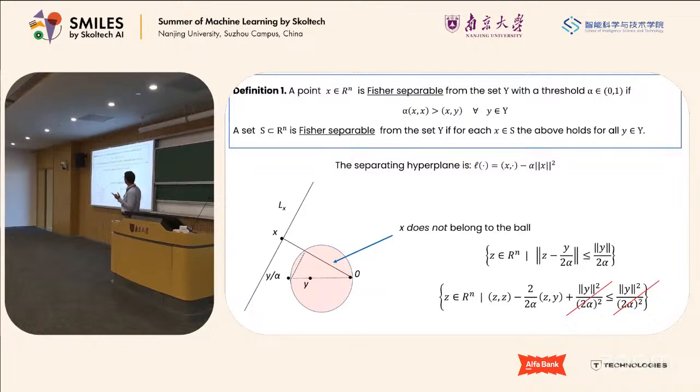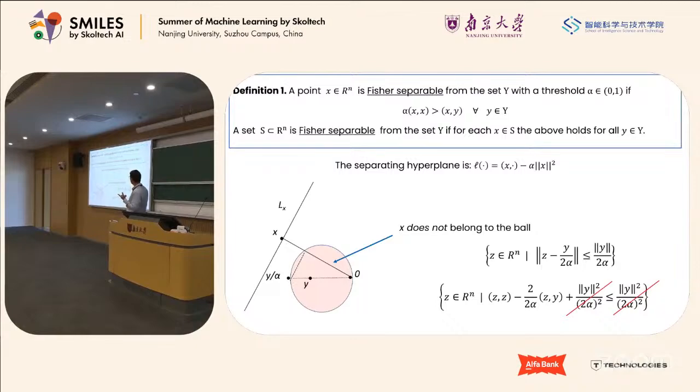The interesting thing here is that this hyperplane depends exactly on the point x, and it doesn't depend on the points y from the set. So that's how we define it. Geometrically, this inequality means that x is not inside the ball formed by drawing a line from 0 to y over alpha, dividing this line into 2, and drawing a disk around the point I got.